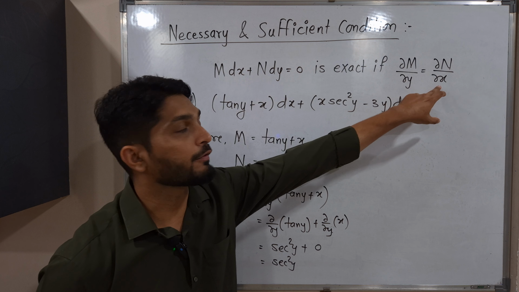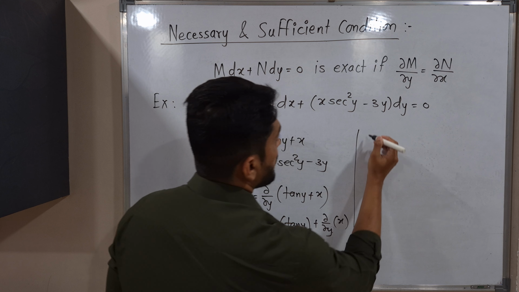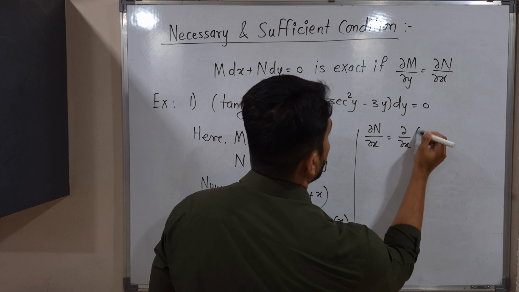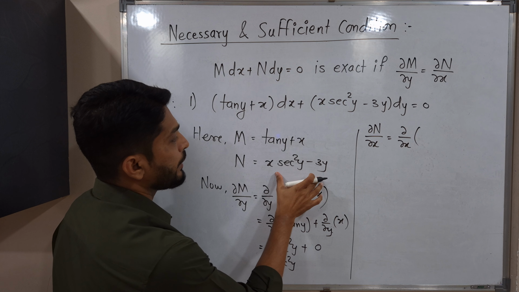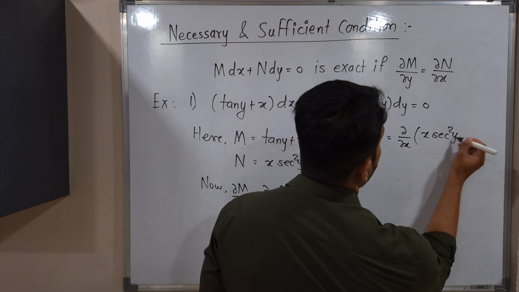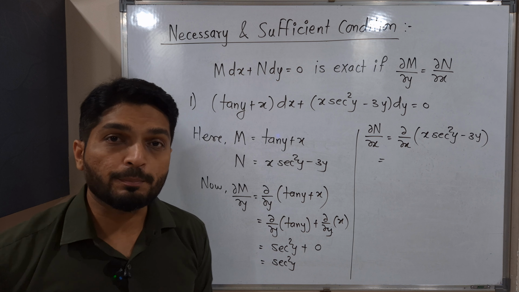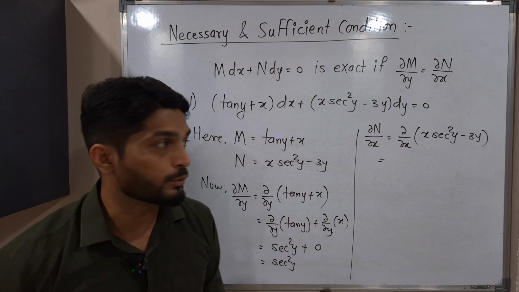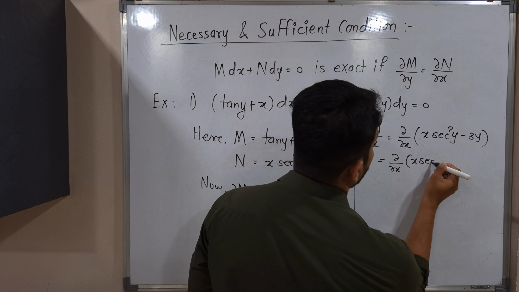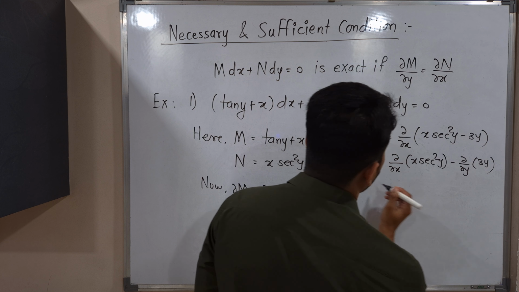Now we should work on the derivative of N with respect to x. What is my N? My N is x sec² y − 3y. As you know, when you have addition or subtraction, we take separate derivatives. So the derivative of x sec² y minus the derivative of 3y.